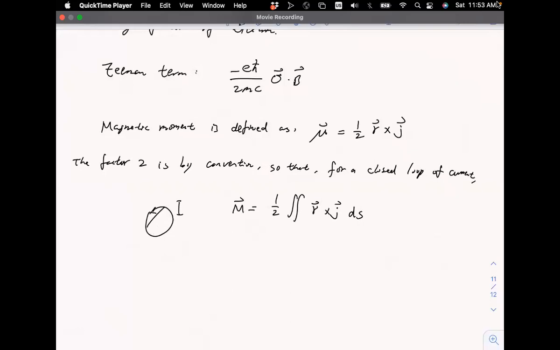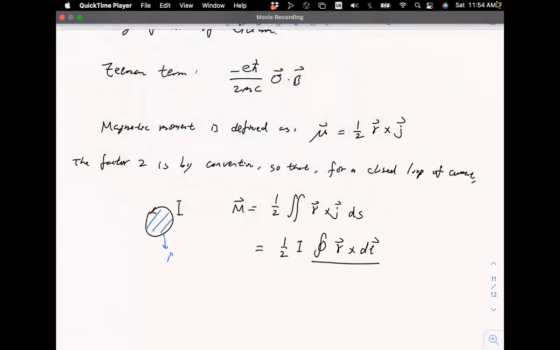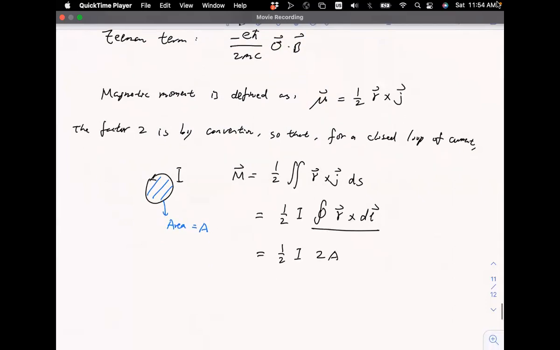If you sum over this whole area, then by using, I think, the Stokes theorem, it will be the integration over this current, and you'll find that this will just give you 2 times the area. And eventually this 1/2 is used to cancel the 2 times, and then you have the current times the area A.